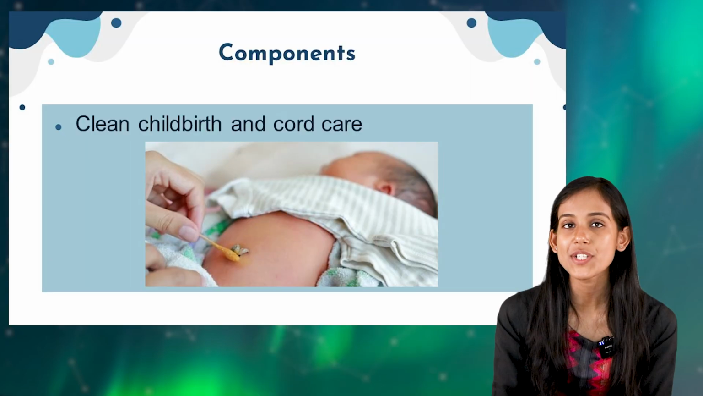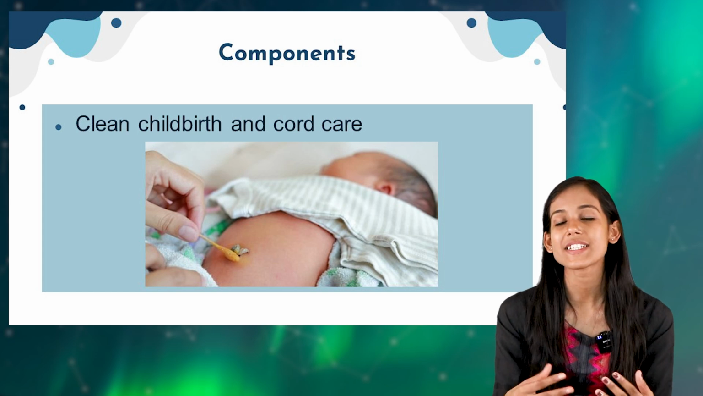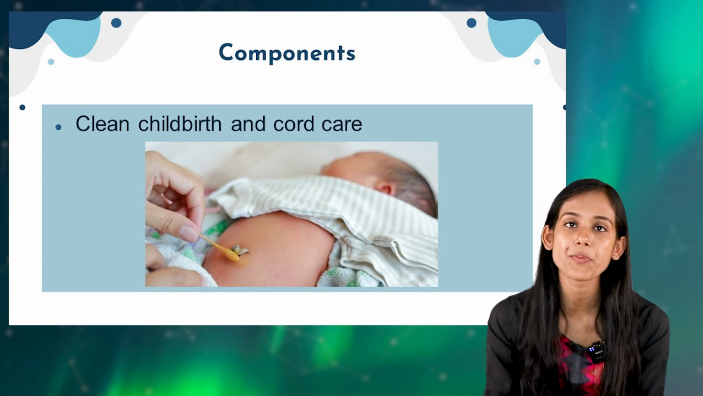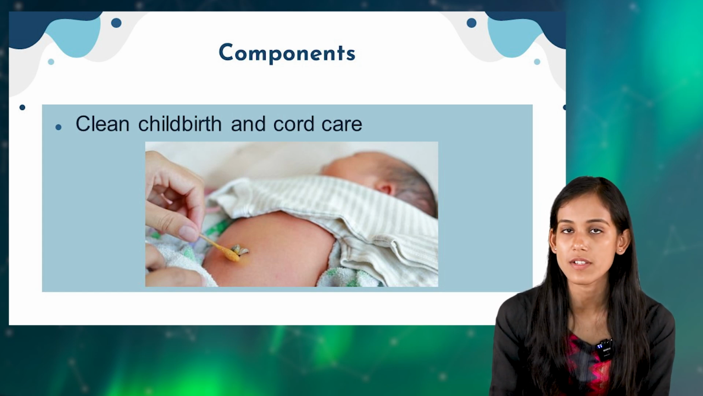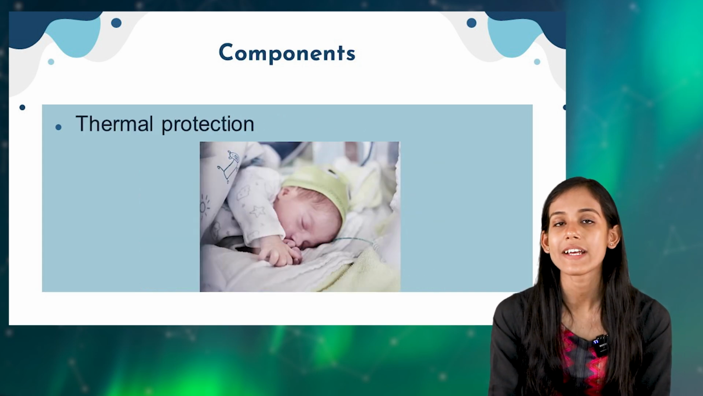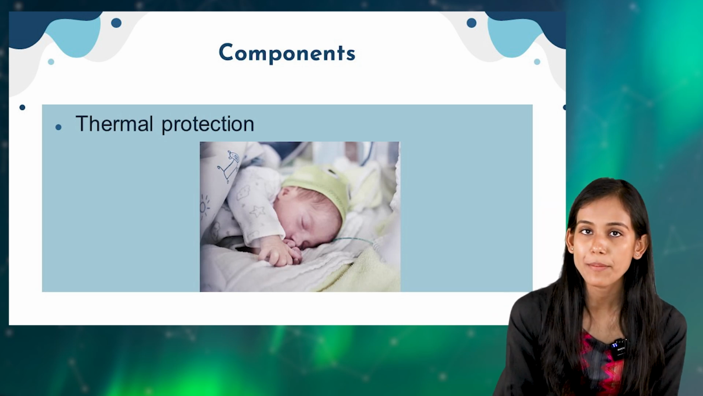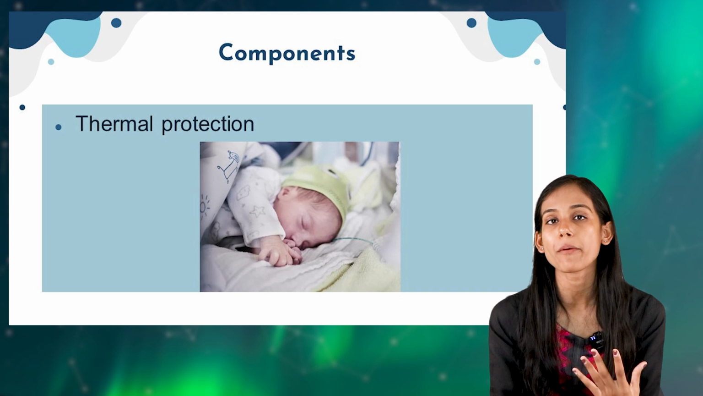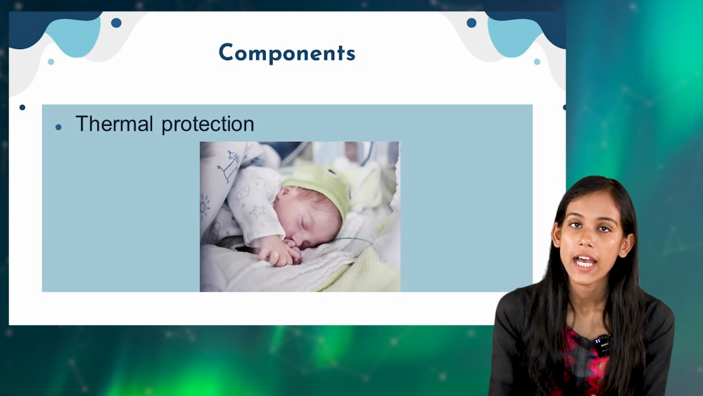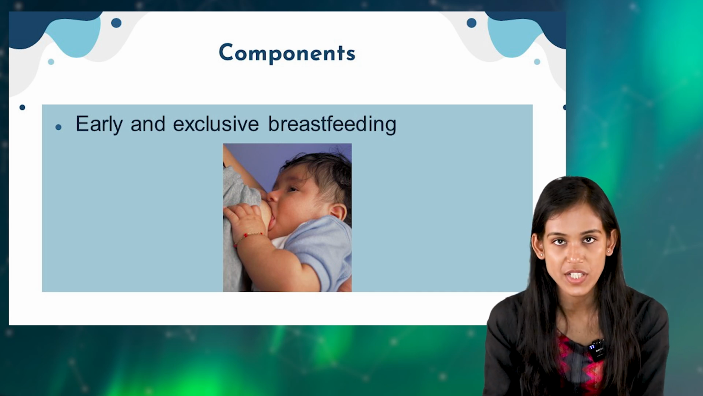The next thing is that this essential newborn care has certain components. The first one is clean childbirth and cord care. This is to prevent any sort of infections in the hospital. The next thing is thermal protection, which is again one more component of essential newborn care. This thermal protection is to basically prevent or manage hypothermia or hyperthermia. And then the third component is early and exclusive breastfeeding.